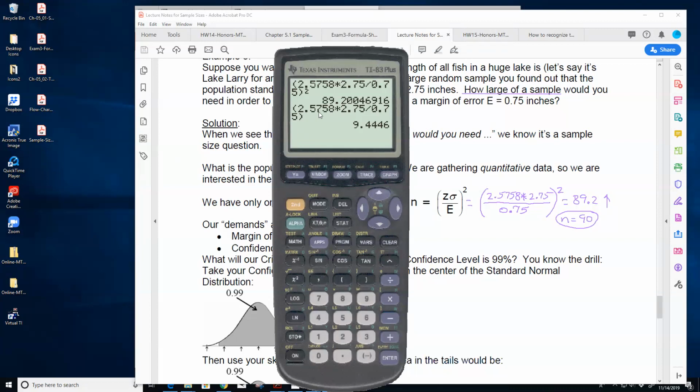So what did I do wrong? And I think this is pretty simple. It's not very complicated. You probably should be able to see that. Oh, I forgot to square. Of course.